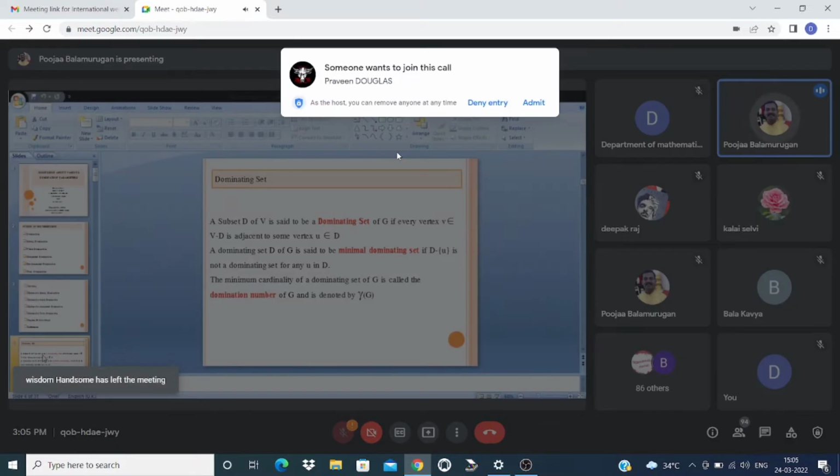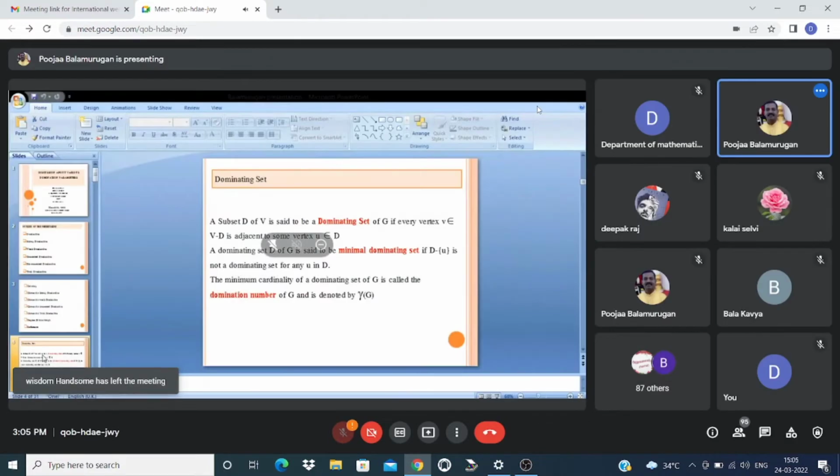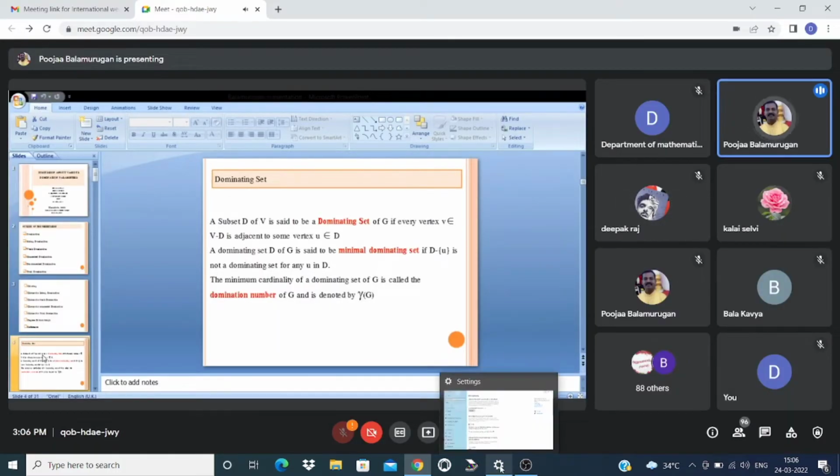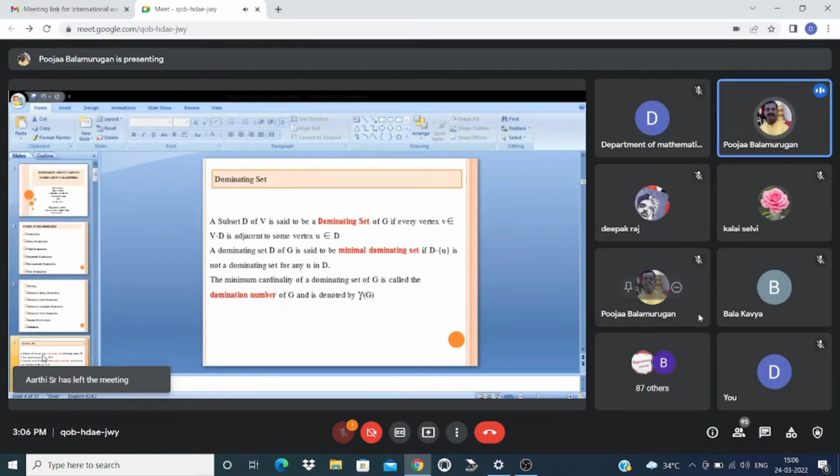So what is a dominating set? A subset D of V is said to be a dominating set of G if for every v in V minus D there exists u in D such that u and v are adjacent. It is easily explained by example: every person outside is adjacent to some person inside. So that is called a dominating set. And the minimum cardinality of a dominating set is called the domination number.